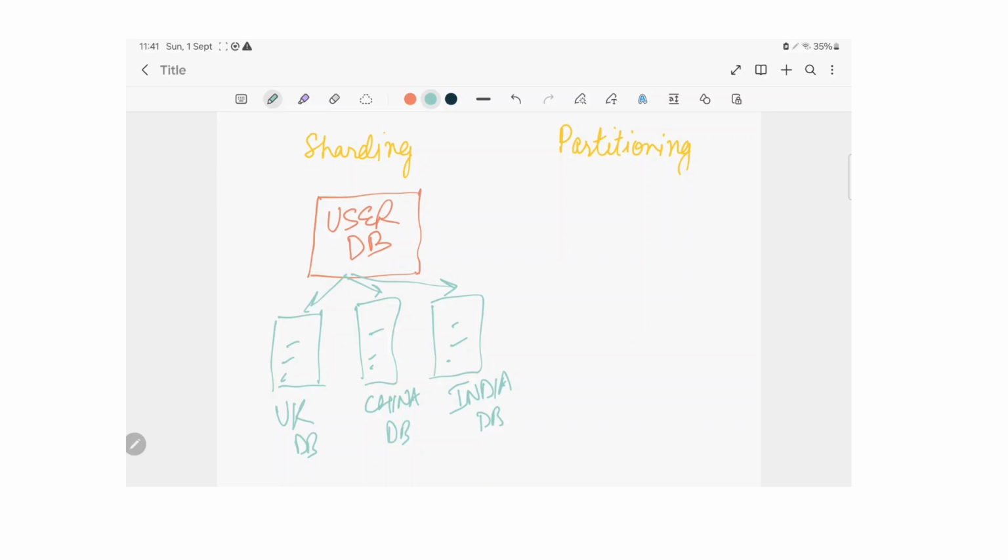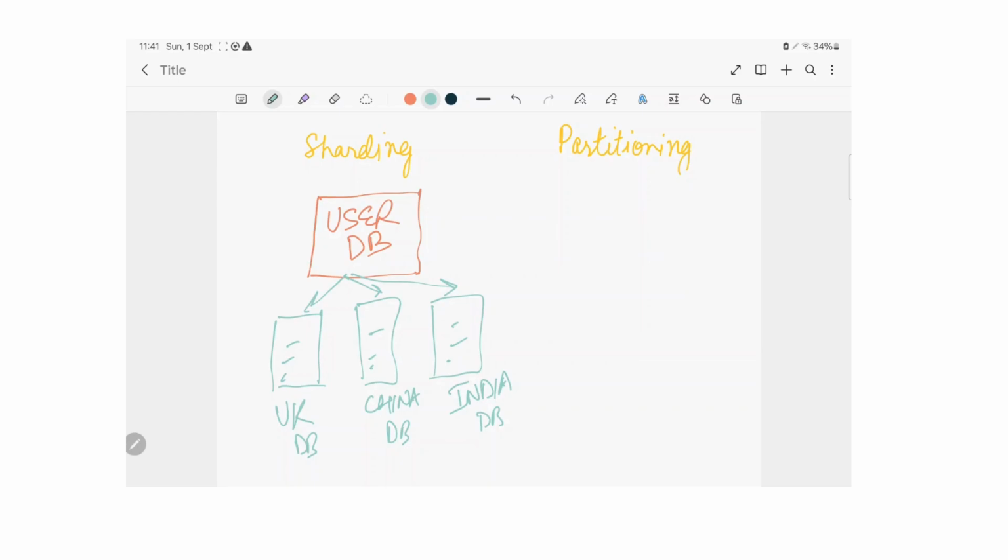Now, what is partitioning? Partitioning is where we are actually just partitioning a single database into what we call different partitions. It's a database inbuilt concept.